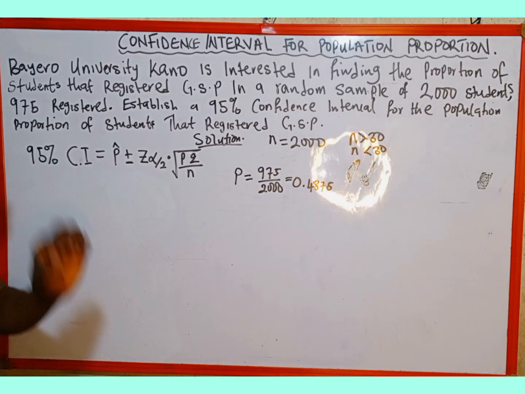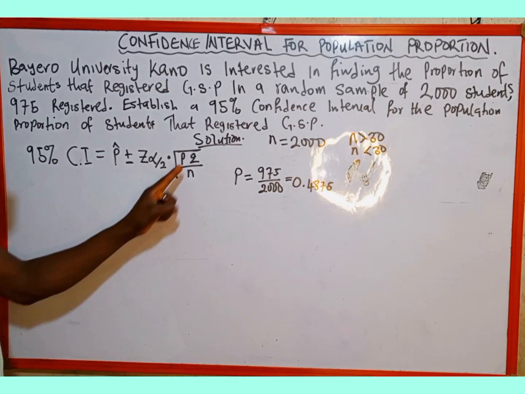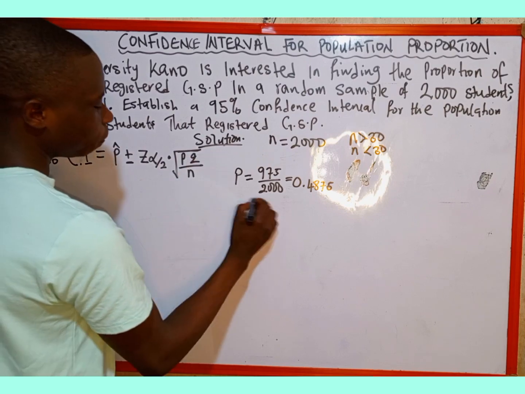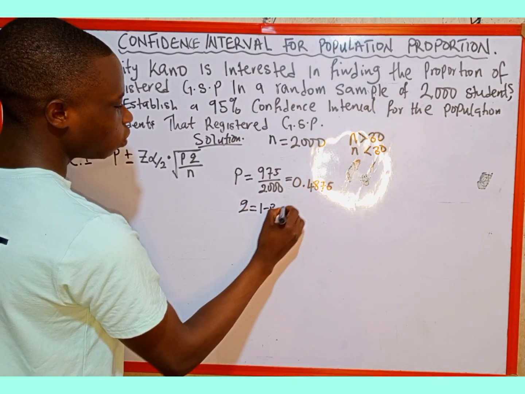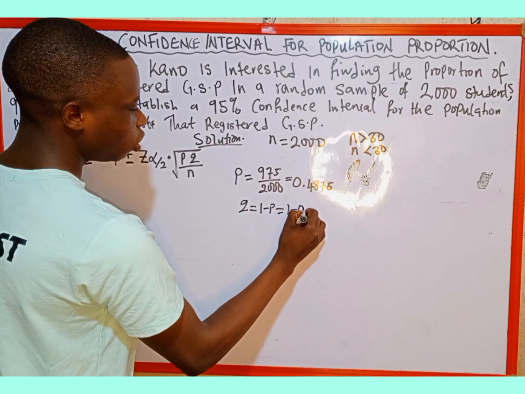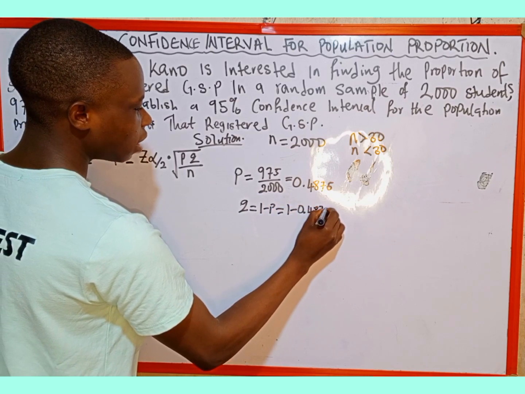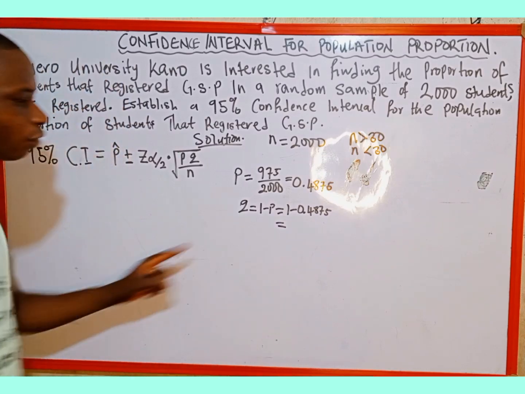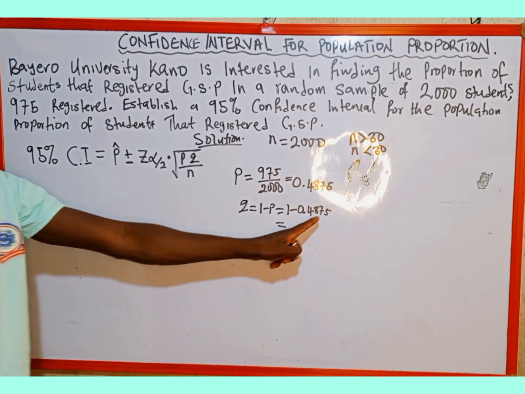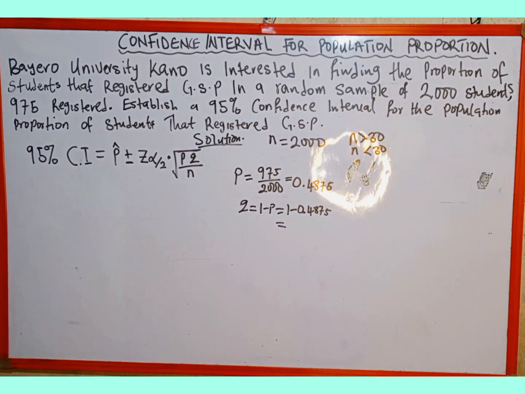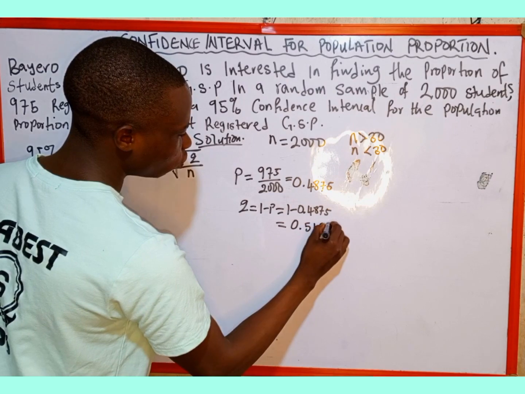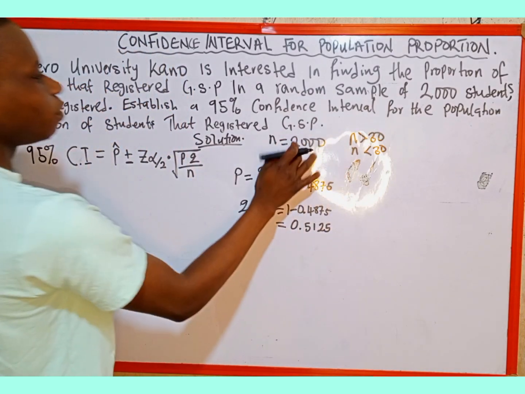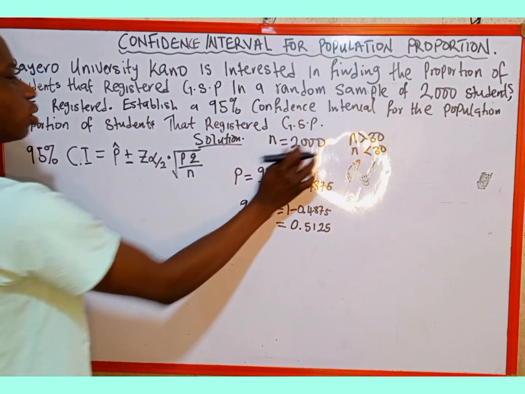We are going to read it from the statistic table. The next thing we are going to get is Q. And Q is equal to 1 minus P, which is equal to 1 minus 0.4875. If you take 0.4875 away from 1, it's going to give us 0.5125. And N from the question, this is the random sample, is 2,000.